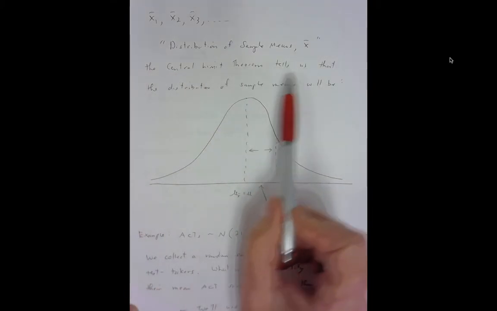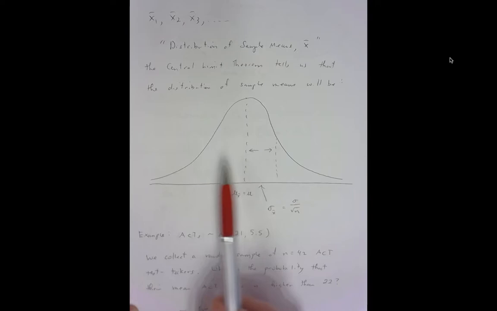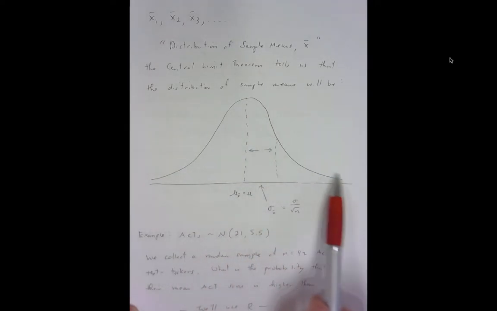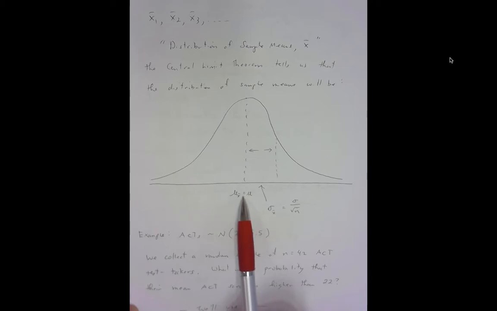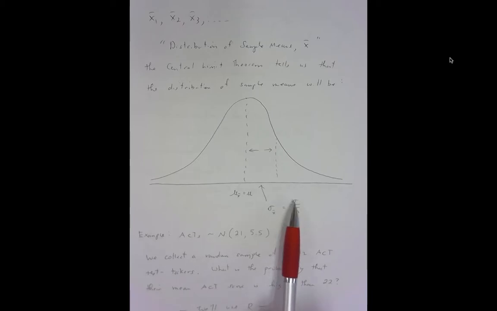Central limit theorem tells us three things. First thing it tells us is the distribution of sample means will be normally distributed. It tells us that the center of the distribution will be the mean that we started with, and it tells us the standard deviation of the distribution will be the population standard deviation divided by the square root of n.